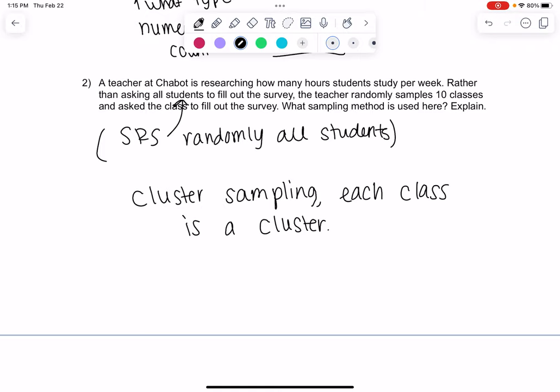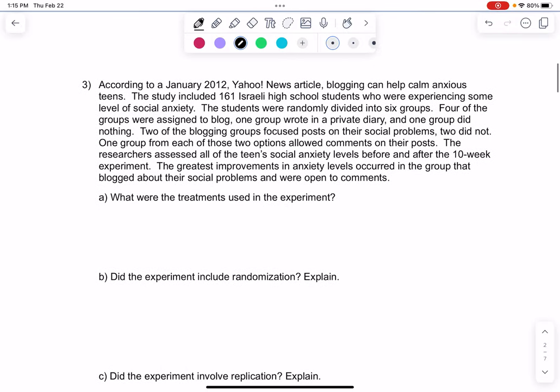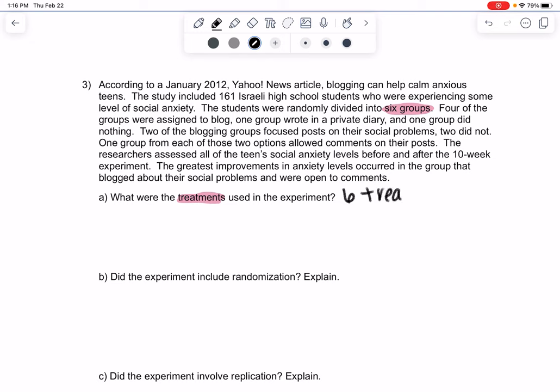Cool. Let's try number three. All right, I'll let you read this one. It's a mouthful. You should have it in front of you. And then I'll highlight what's important as we go through the examples. So we're going to look at the treatments that are used in the experiment. The treatments are the groups. There's a lot of groups. Notice it says six groups, which means I have six treatments. This one's more than what we typically have. So let's try to figure out what all these groups are.